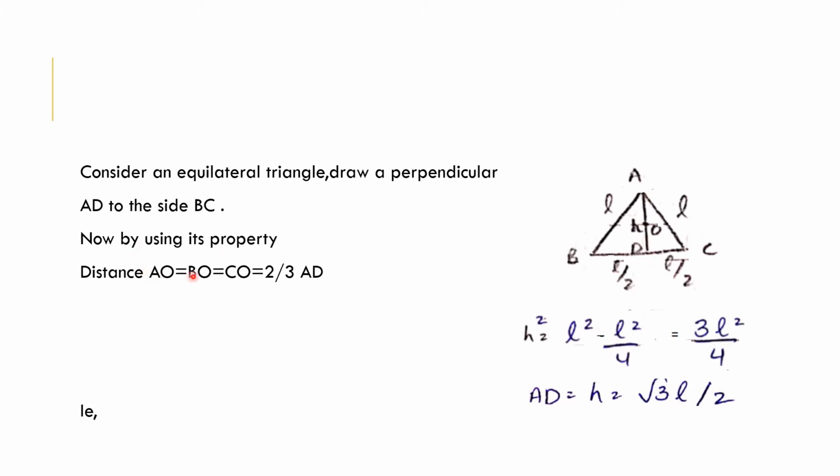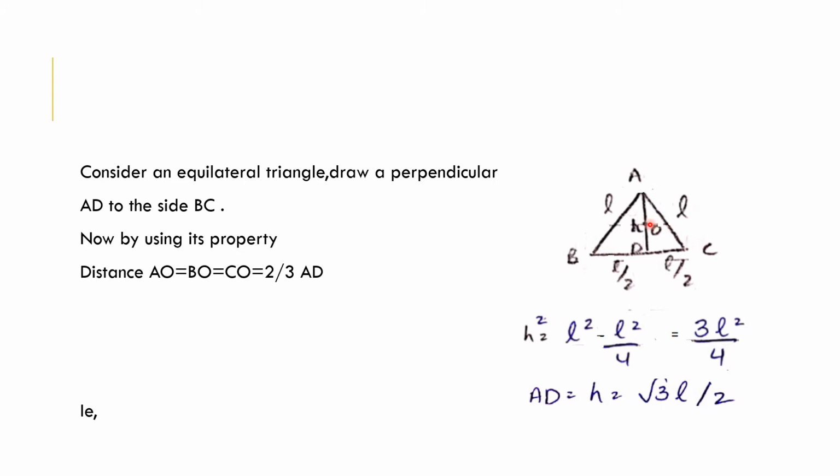AO equal to BO equal to CO equal to 2 by 3 of this distance AD. And the distance AD we have already found out, root 3 L by 2. So we can find out the distances AO, BO and CO. Why do we need this distance? Because we are finding the force between these points, A to O, B to O and C to O.